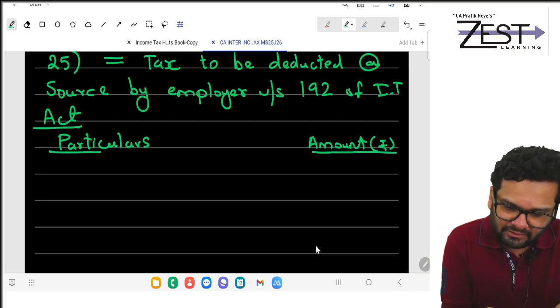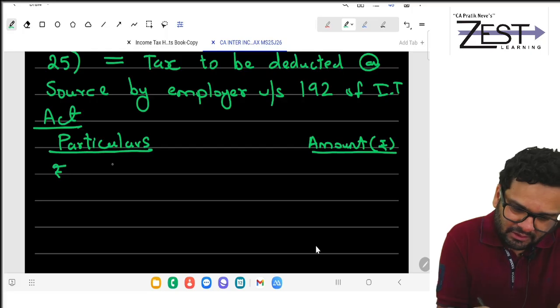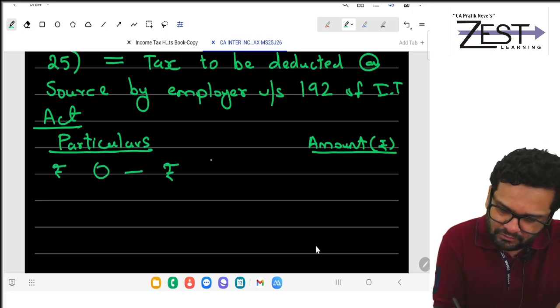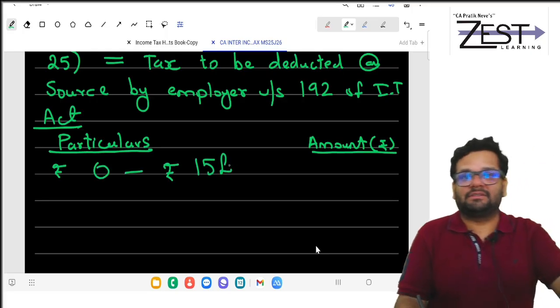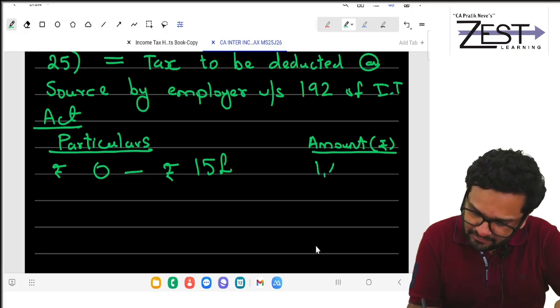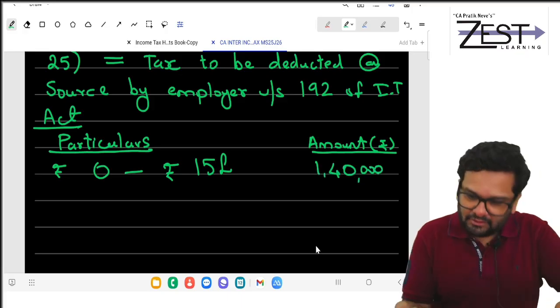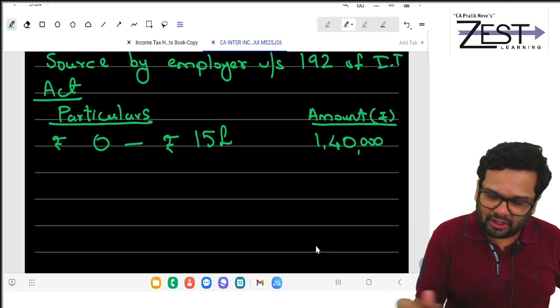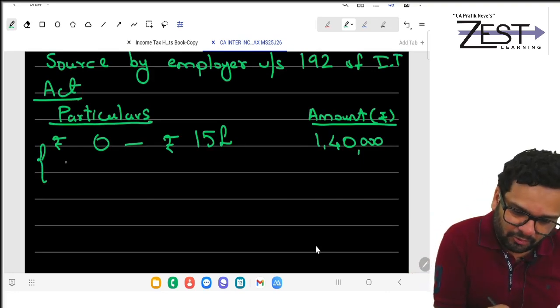A point. Jump. Can you jump? How? 0 to 15 lakhs. I hope you know this jump. 0 to 15 lakh is, see, your income tax student. You should now not be tension about such small points.